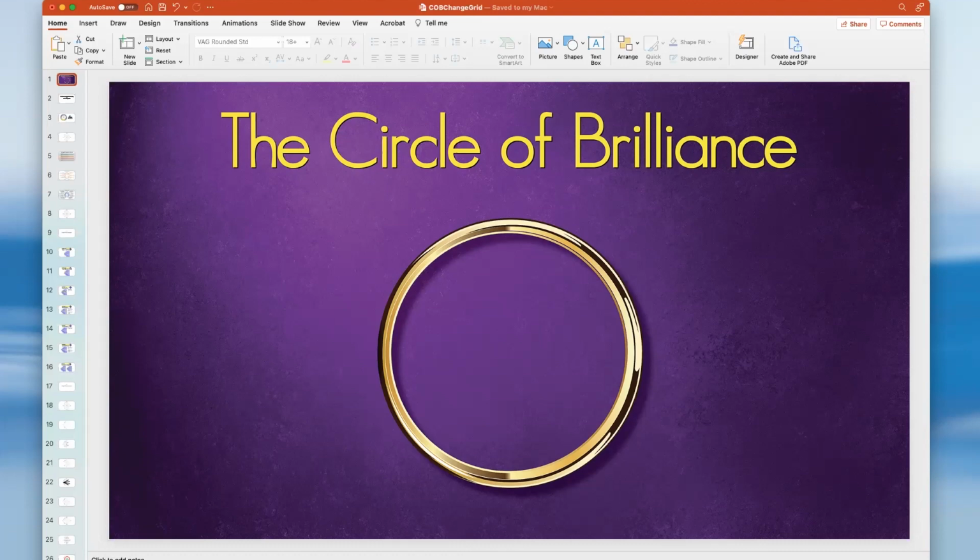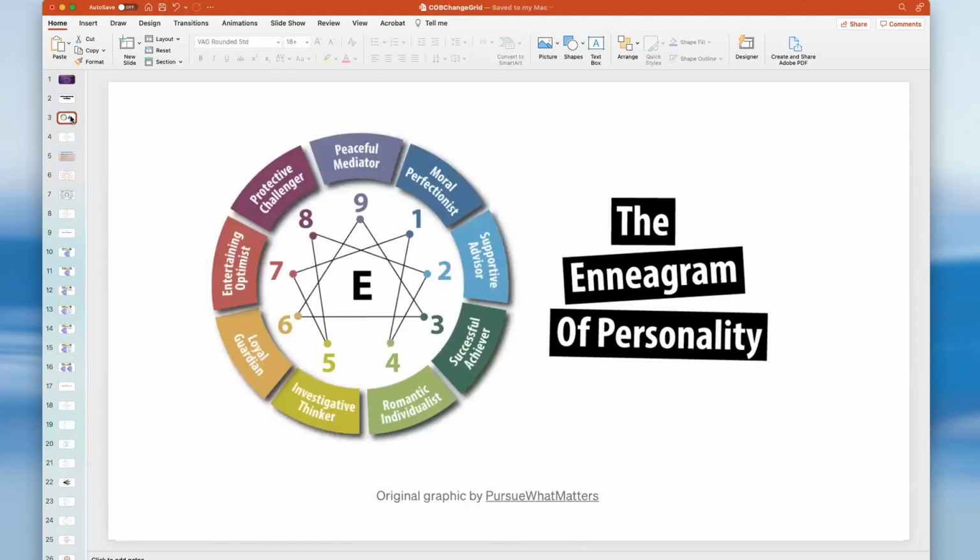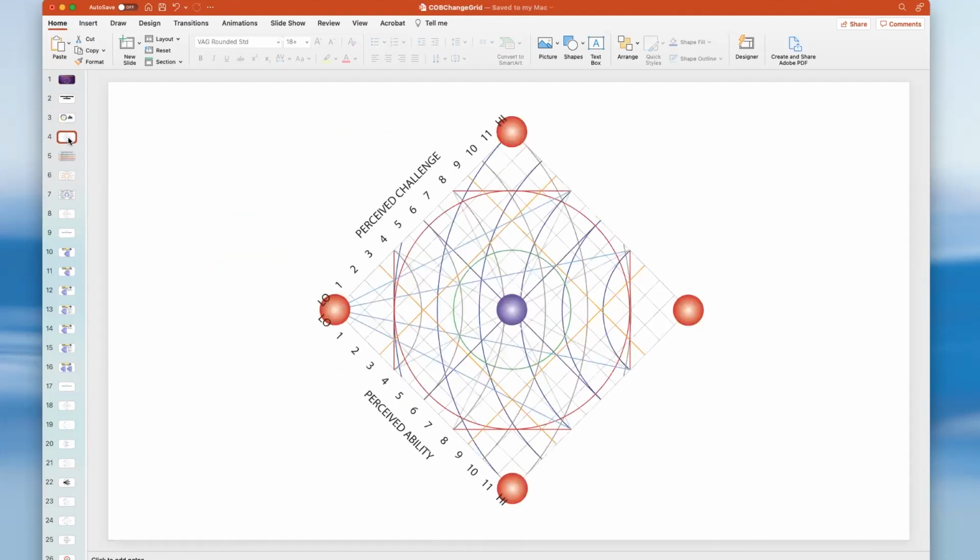Okay, so let me start by telling you where I wanted to begin my little look around. The Enneagram of Personality and the Change Grid is what we're here to really talk about. We're going to be looking at a variety of different Enneagram graphics. It's all the same model, but the language changes and how they go about giving you little insights on it. But ultimately, our goal is to answer a few questions.